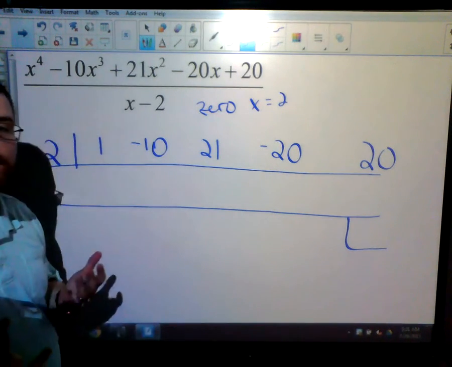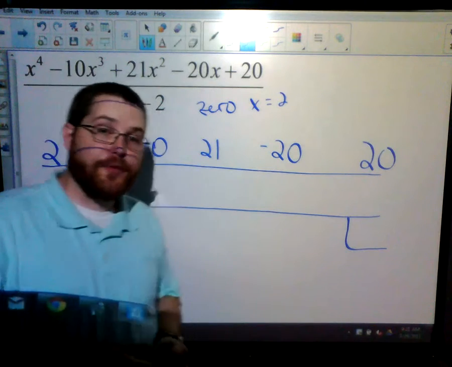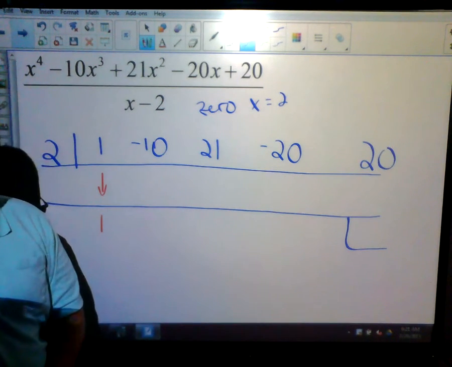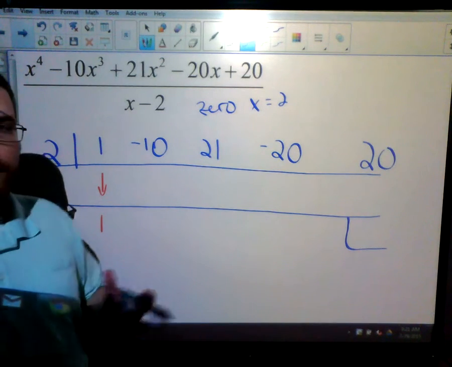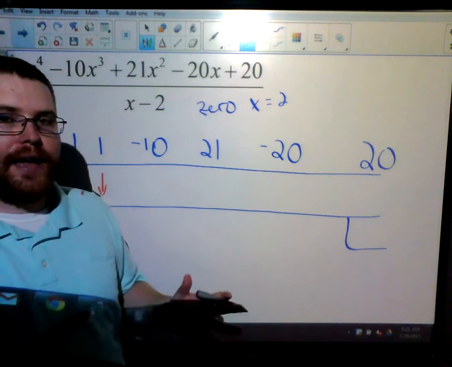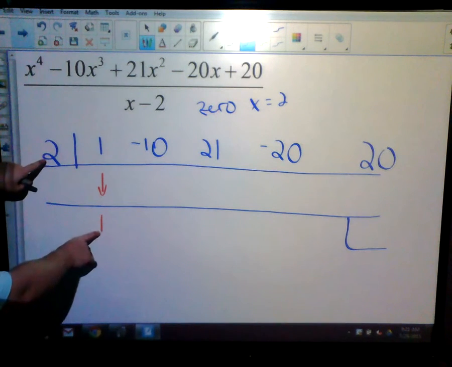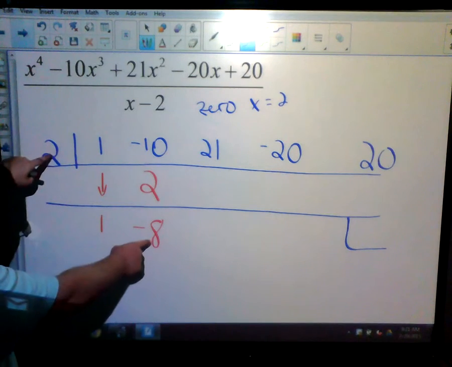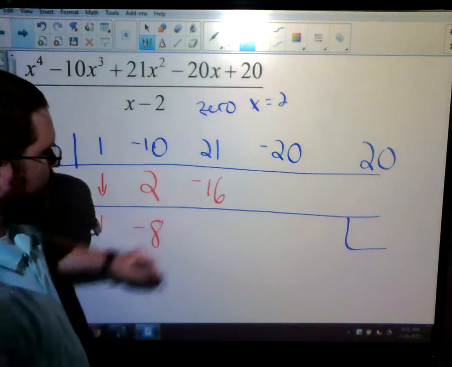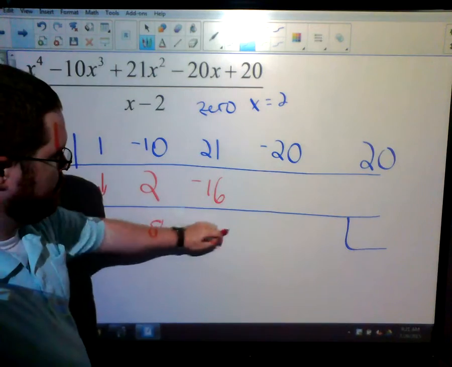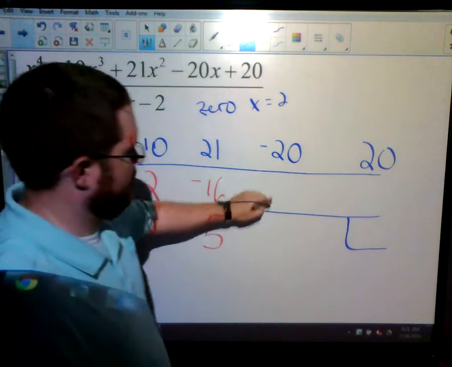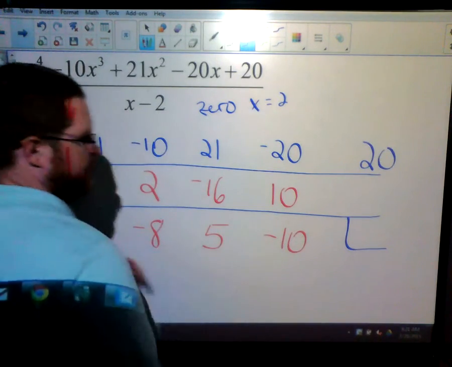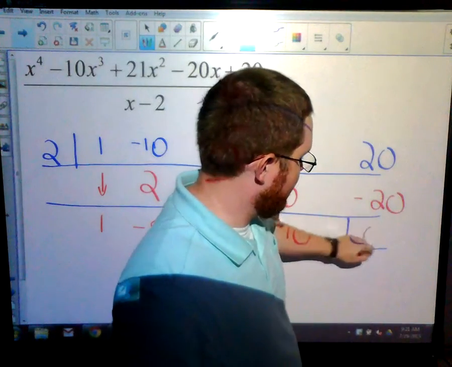Now here's the process for synthetic division. Drop the first one. Now we're going to multiply, add, multiply, add, multiply, add, multiply, add. So multiply, add, multiply, add, multiply, add, multiply, add.